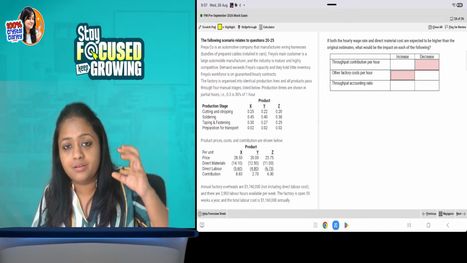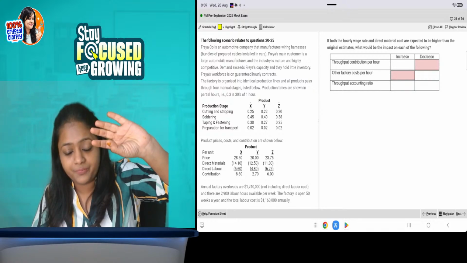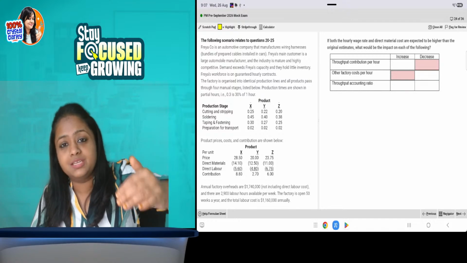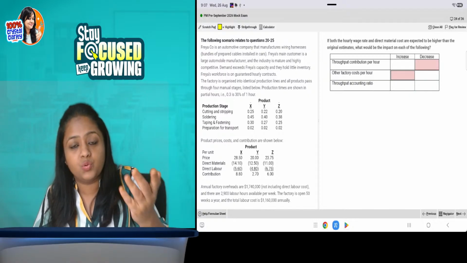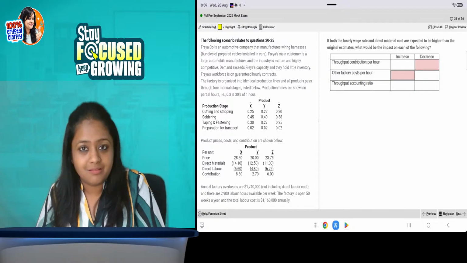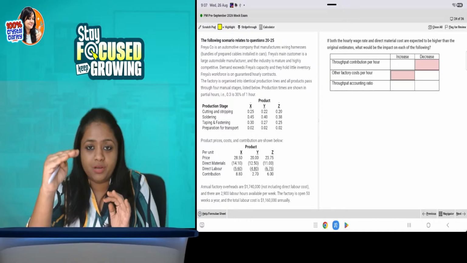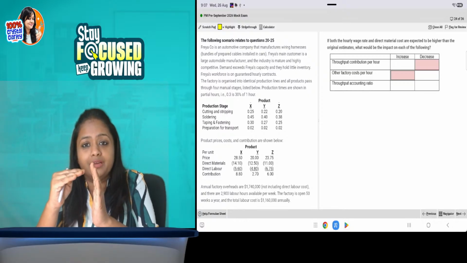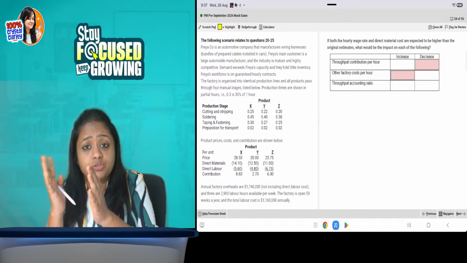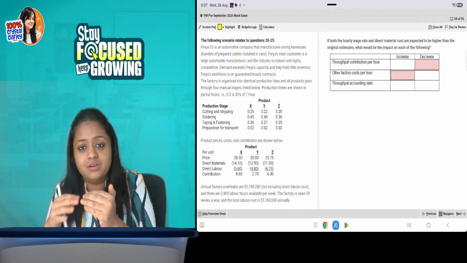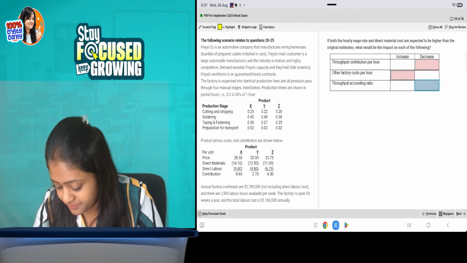Throughput accounting ratio will decrease or increase? See, your denominator is increasing and your numerator is decreasing. So what will this lead to? TPAR being reduced. Correct? Because your throughput is reducing and your denominator increases. See, when your denominator increases, your ratio decreases. Correct? So here also it is decreasing only.